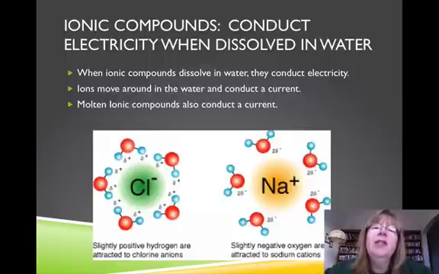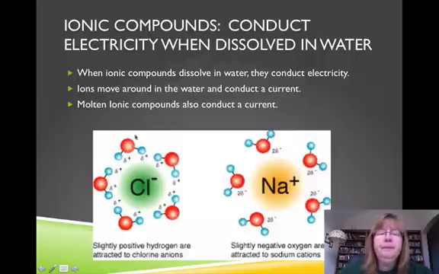Ionic compounds also conduct electricity, or they're called electrolytes, when they're dissolved in water. So when you put them in water, the ions separate and they conduct electricity. These ions are moving around in the water and they conduct a current. So in the picture below, you can see the water molecule here. You can see this is the oxygen and here are the hydrogens, and they're essentially pulling apart those ions.